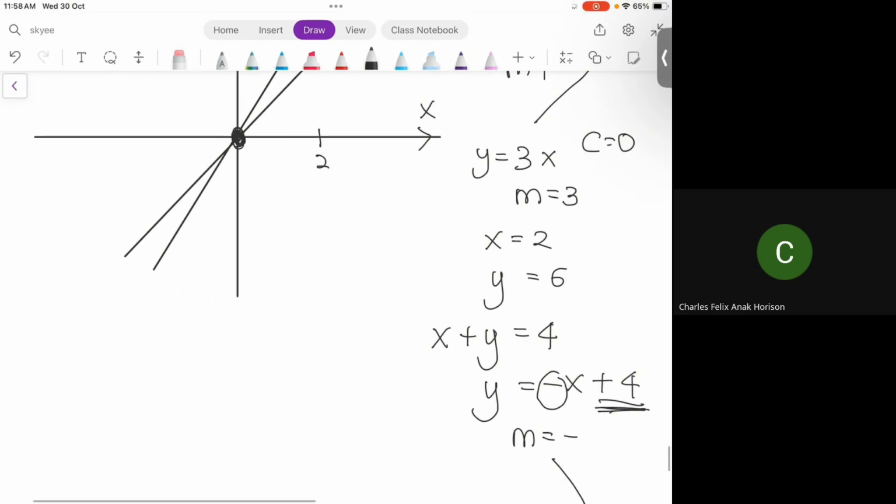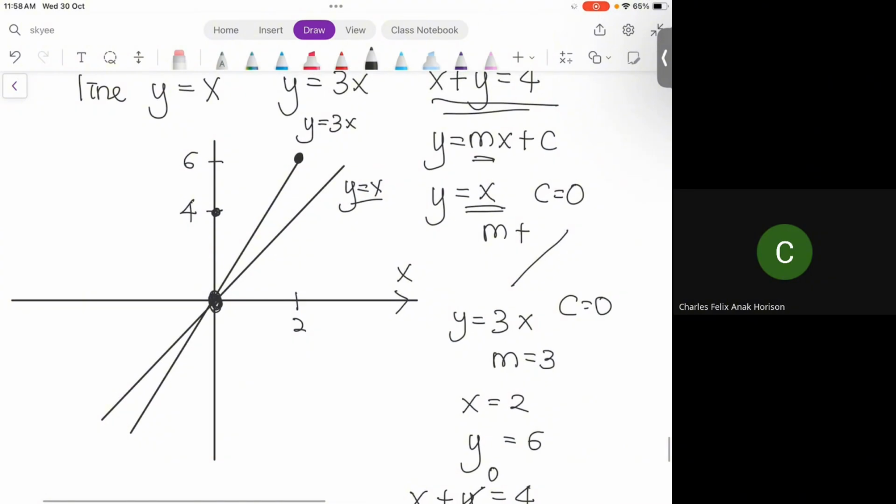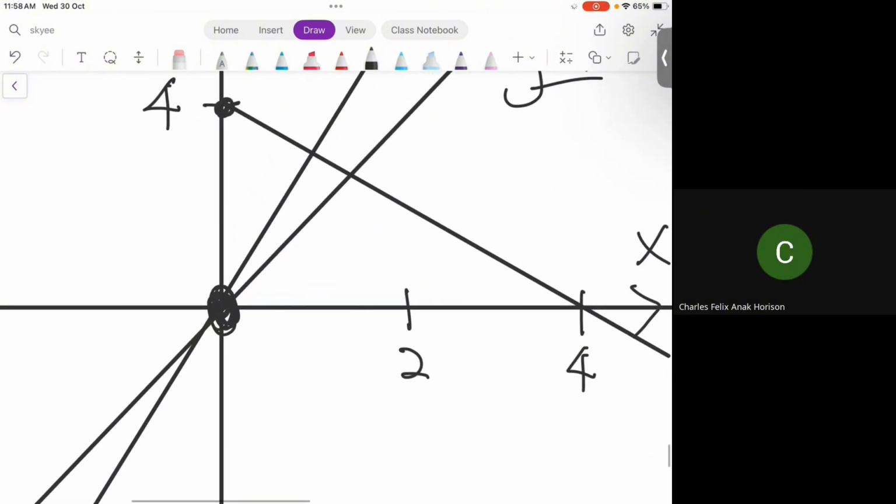So you want to try replacing what happens if your y equals to 0. When your y equals to 0, your x is equals to 4. So 4 will be here. You can make a line touching these 2 points. Now you can see where is the region, the region that is covered by all these 3 lines. So this one will be your region.